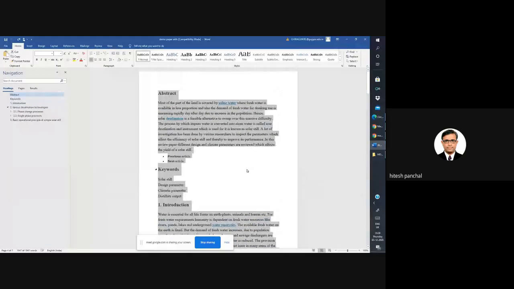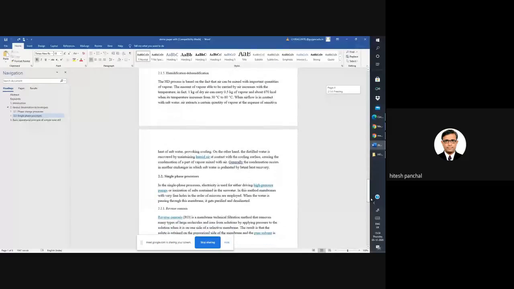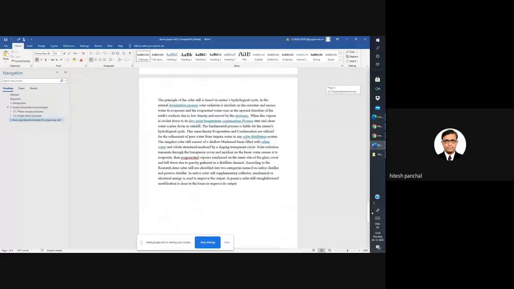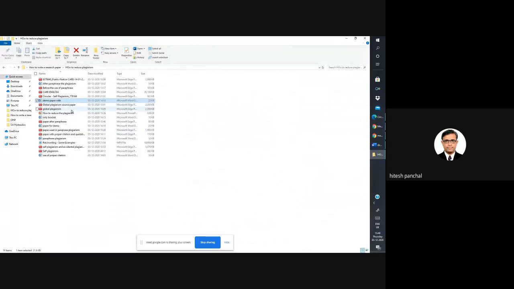Okay, this is called a paper. I have taken a demo paper. This is my own research article, so I don't require any kind of permission. Now here you can see, up to chapter number 3, I have taken. Suppose I check the same in the plagiarism software, what will you get? That I will show you.